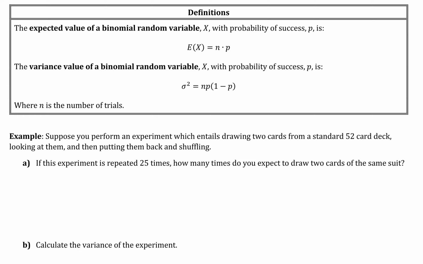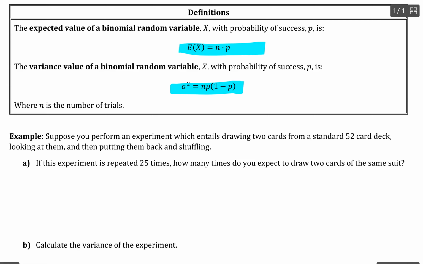In this video, we will calculate the expected value and the variance of a binomial random variable. As a review, here are the formulas for calculating those. The expected value of a binomial random variable is calculated by multiplying n and p, where n is the number of trials and p is the probability of success. The variance, known as sigma squared, of a binomial random variable is calculated by n times p times 1 minus p, where n and p are those same things as before.